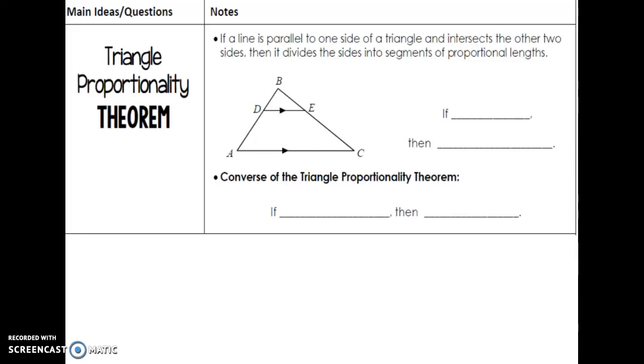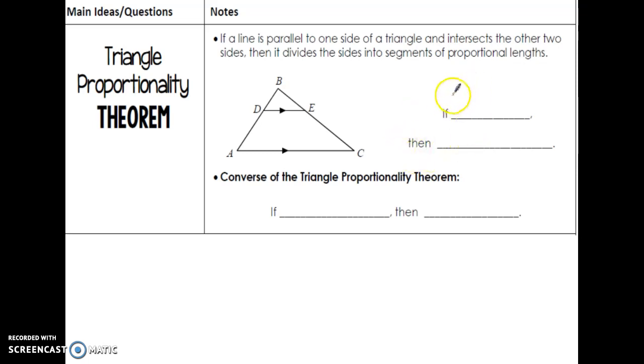Hey guys, I wanted to show you one last thing before our quiz tomorrow and then our common assessment on Wednesday. And that's going to be the triangle proportionality theorem. That theorem states that if a line is parallel to one side of a triangle, and it intersects the other two sides, then it divides the sides into segments of proportional lengths.